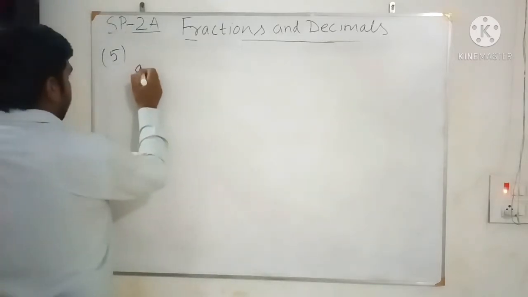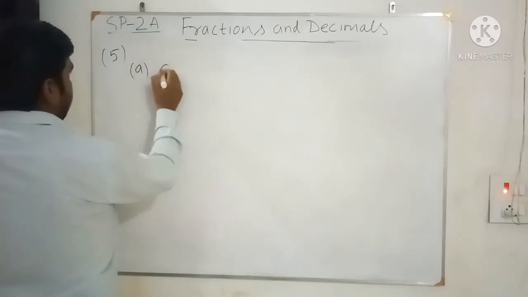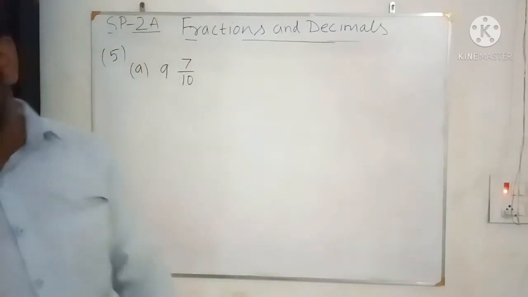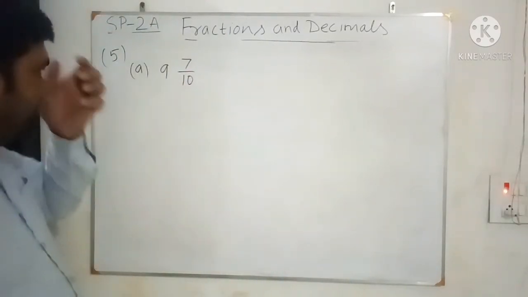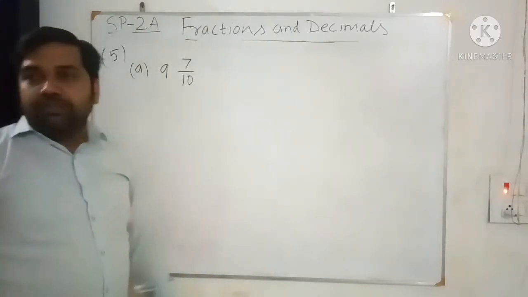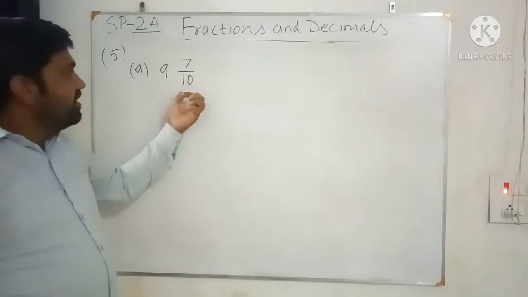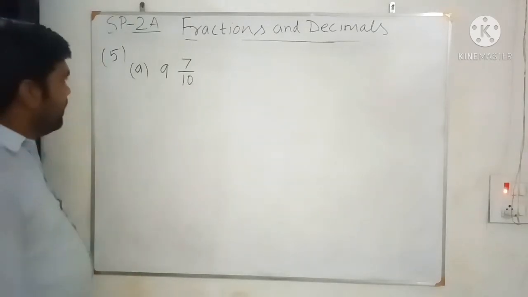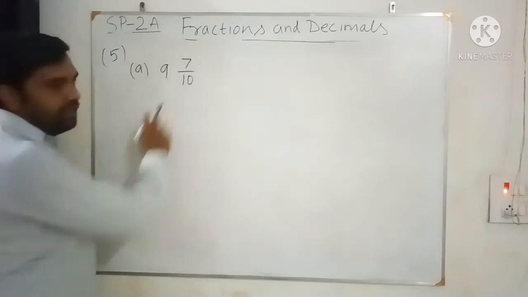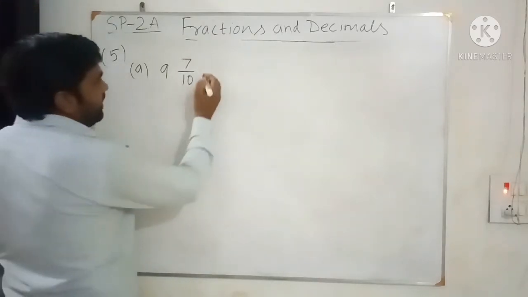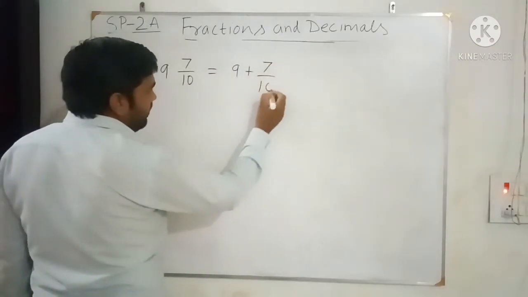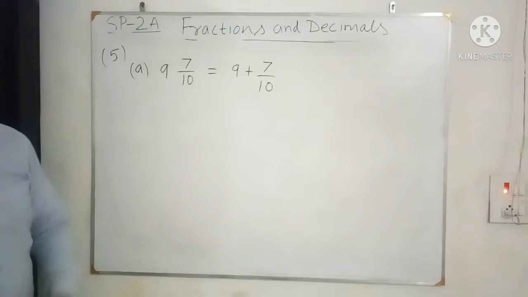So here mixed number is given, 9 7 by 10, and we have to convert this mixed number into improper fraction. See on the board how we convert this mixed number into the improper fraction. So this 9 7 by 10, in this 9 is the whole number, 7 is the numerator and 10 is the denominator. So this 9 7 by 10 can also be written as 9 plus 7 by 10.